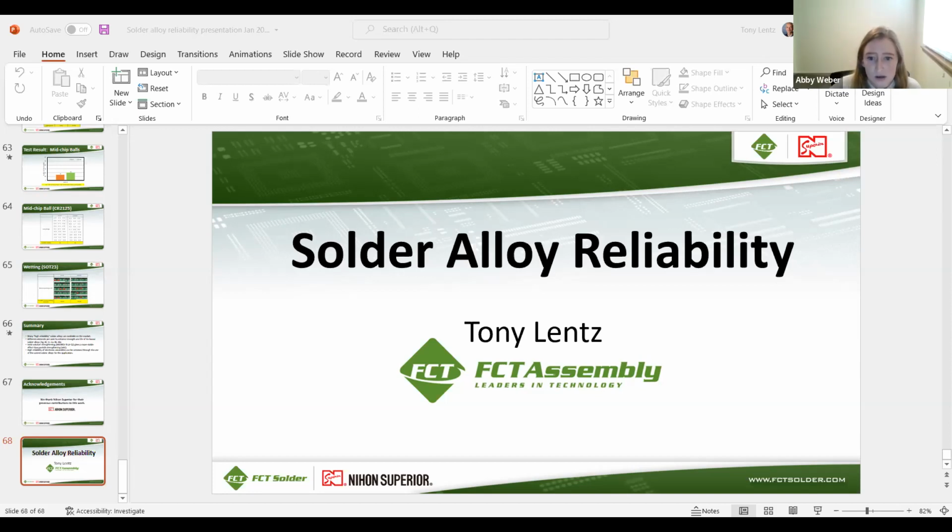Which is the most severe reliability test? Thermocycling, HT storage, or humidity temperature test?